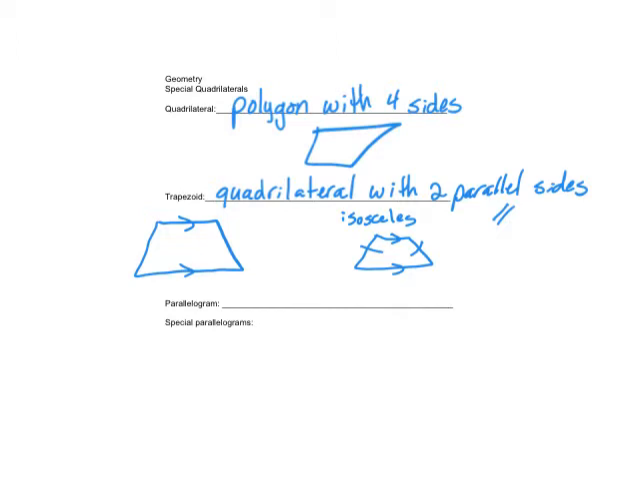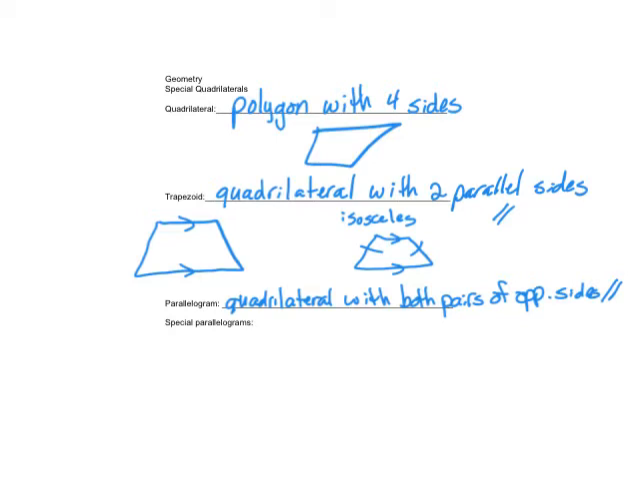Okay, the next special quadrilateral is a parallelogram. And a parallelogram is defined as a quadrilateral with both pairs of opposite sides parallel. So that's really the basic definition of a parallelogram. That's all you need. Both pairs of opposite sides are parallel.